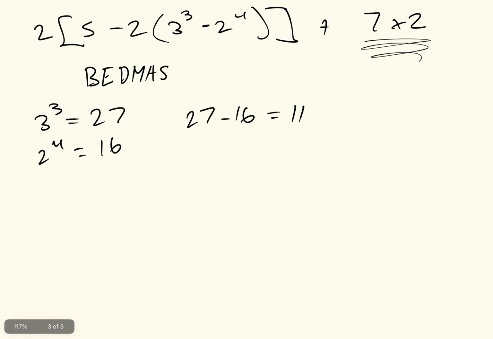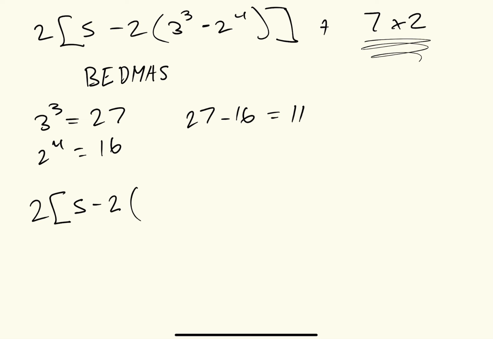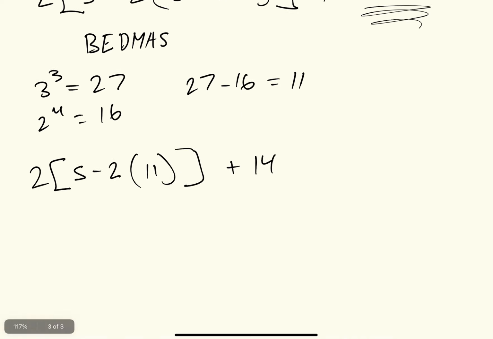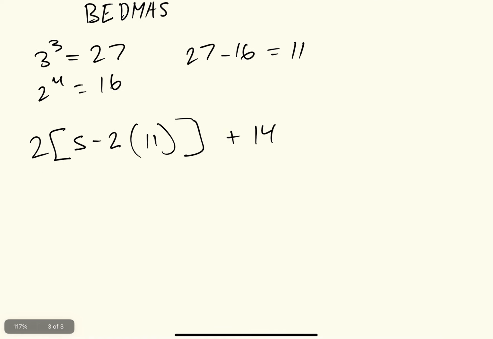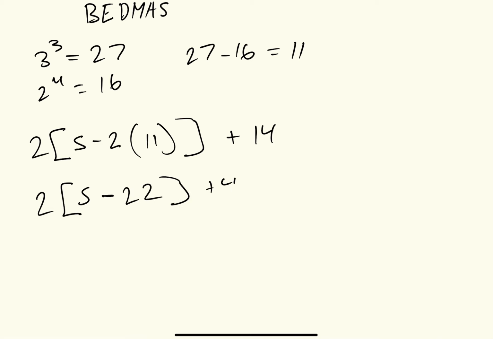So let's simplify this expression. You have 2, open bracket, 5 minus 2, and then inside you have 11, close bracket, plus 14. So now we can simplify this further by going inside the bracket. You have 2, open bracket, 5 minus 22, 2 times 11, 22, close bracket, plus 14.